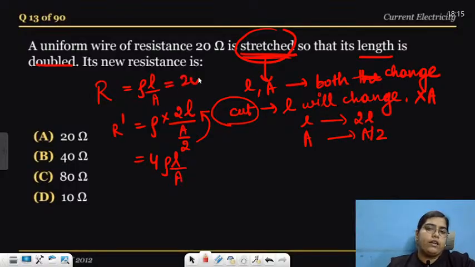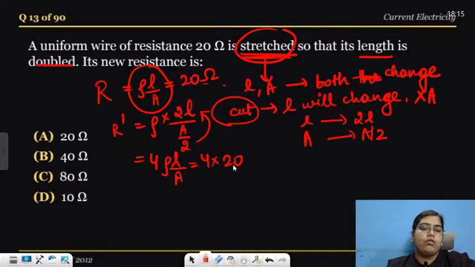The value of earlier resistance was 20 ohm. Basically, rho L by A was equal to 20 ohm. Then 4 rho L by A should be equal to 4 into 20. So the answer will be option number C, 80 ohms. This was a 2012 question. This question came in 2012.